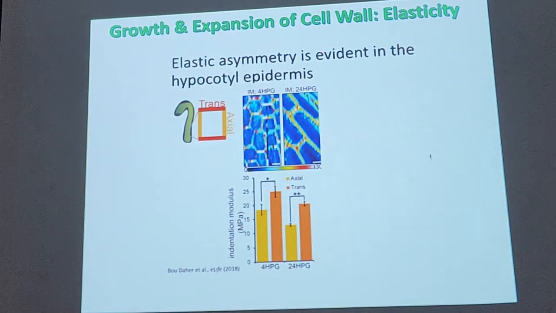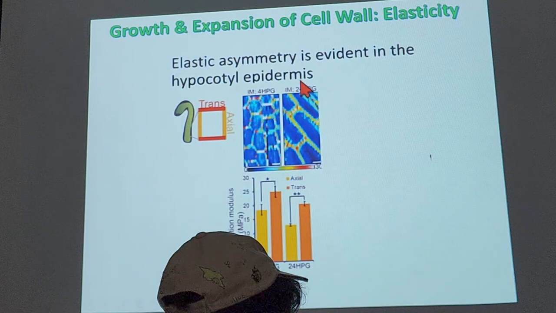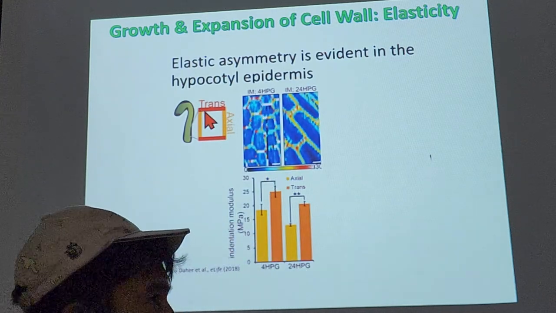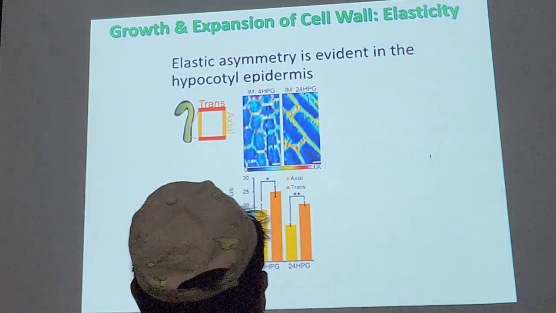And the final things that determine cell growth: number one is the arrangement of the cellulose, which is in transverse or horizontal arrangement. Number two is the action of the auxin to loosen up the cell wall. And number three is the elasticity. So elasticity is basically whether the side of the cell is stiffer or softer. Okay?